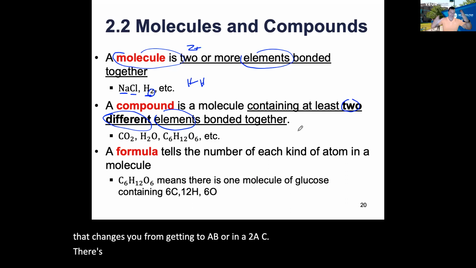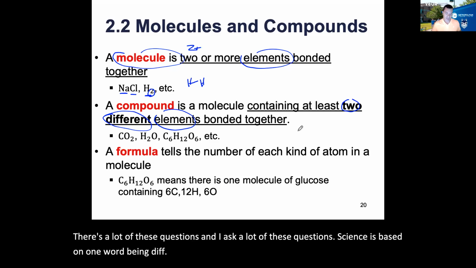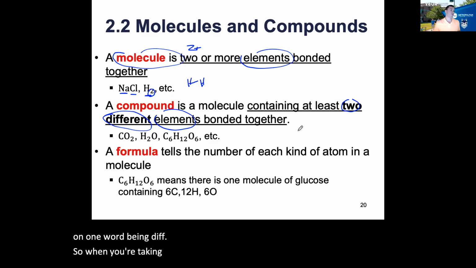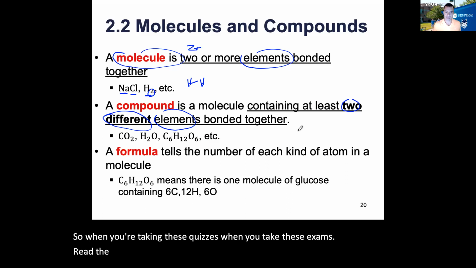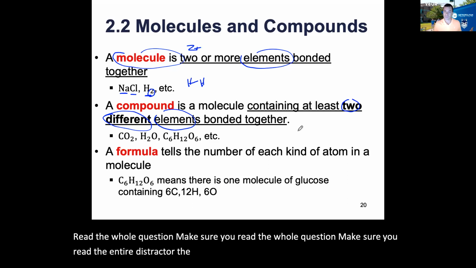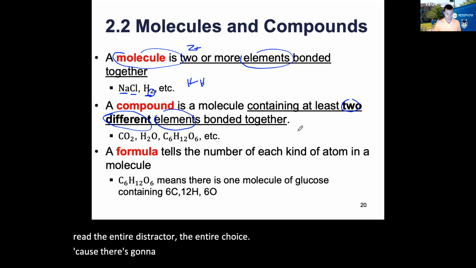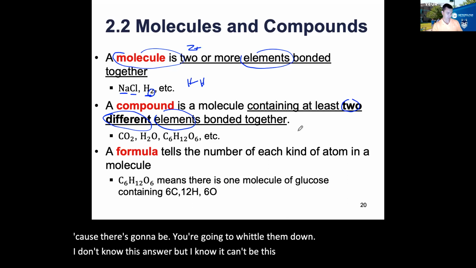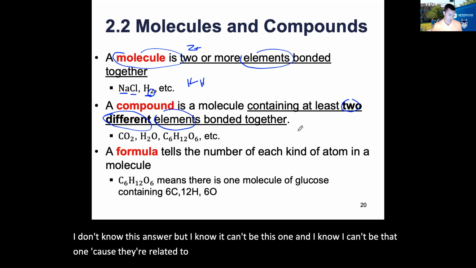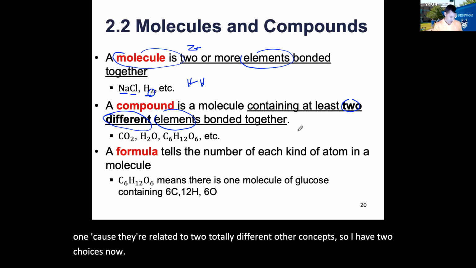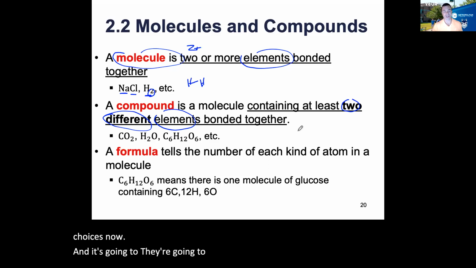There are a lot of these questions, and I ask a lot of these questions. Science is based on one word being different. So when you're taking these quizzes and exams, read the whole question. Make sure you read the entire distractor, the entire choice, because you're going to whittle them down. You're going to be like, I don't know this answer, but I know it can't be this one, and I know it can't be that one because they are related to 2 totally different concepts. So I have 2 choices now, and they're going to look pretty similar, and they're going to be one word different.